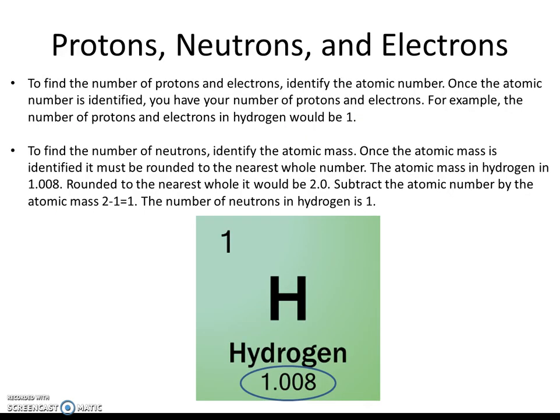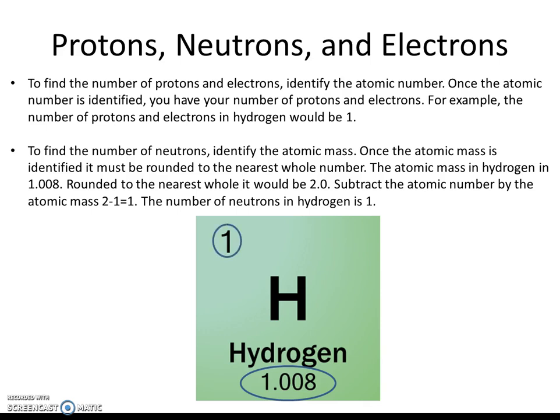Protons, neutrons, and electrons. To find the number of protons and electrons, identify the atomic number. Once the atomic number is identified, you have your number of protons and electrons. For example, the number of protons and electrons in hydrogen would be 1.